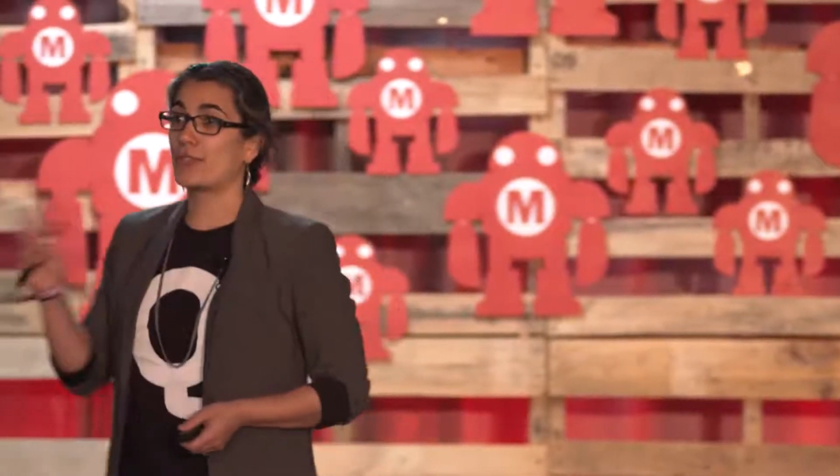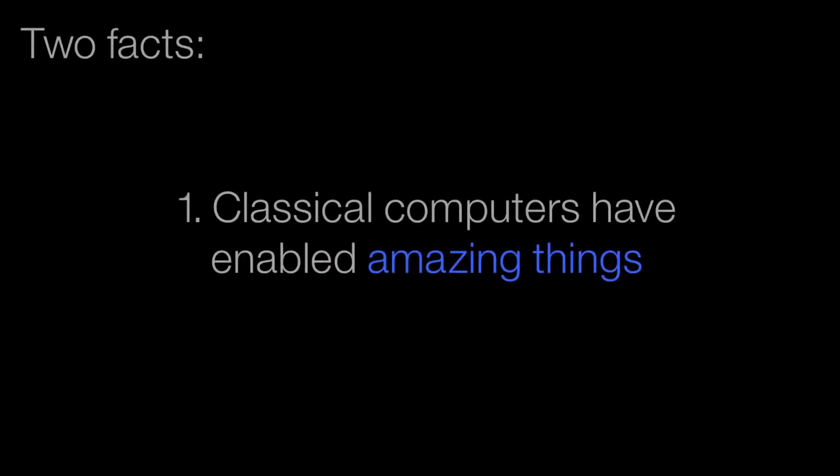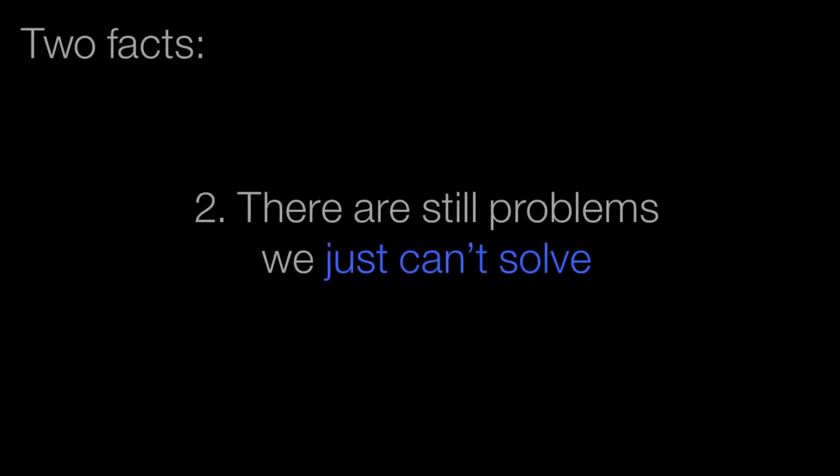So I want to start with two facts, right? Fact number one. Classical computers have enabled amazing things. The internet, they're part of how I got here. I was able to fly across the country on a plane, right? The electronic giraffe outside, blaring music, right? Classical computers have enabled just amazing things. But one of the things we don't often talk about is all the things they can't do, right? We talk about all the stuff they can do. There's so many things they can't.